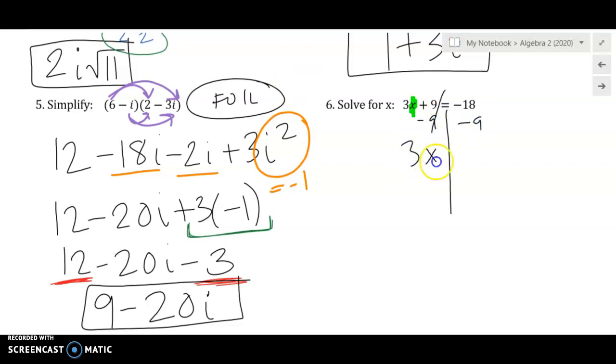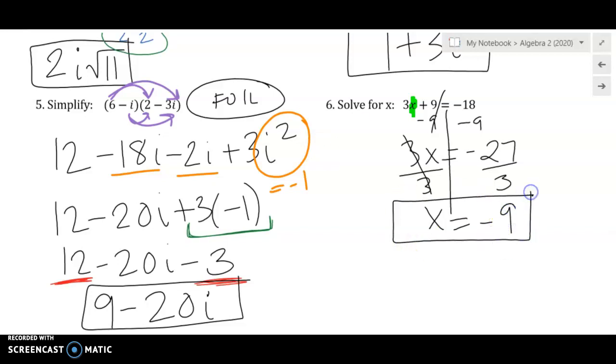So I have 3x is equal to negative 27. Then I need to divide both sides by 3 so that x is completely alone. 3 goes into negative 27, negative 9 times, and that's my answer for x.